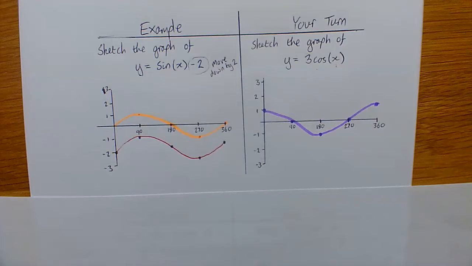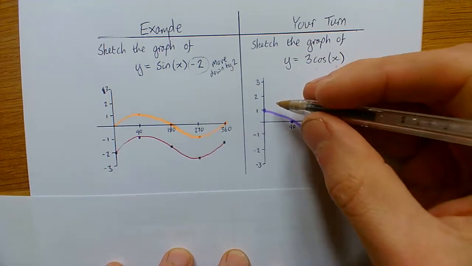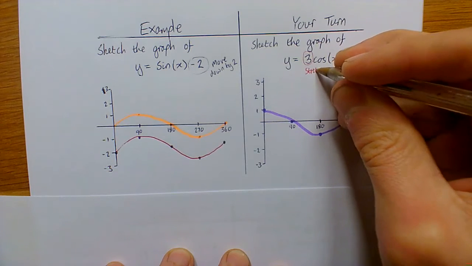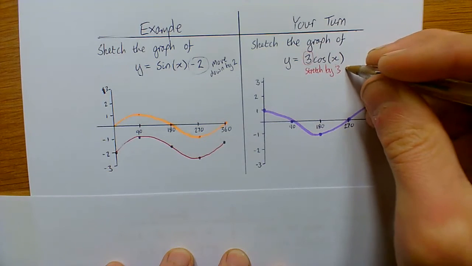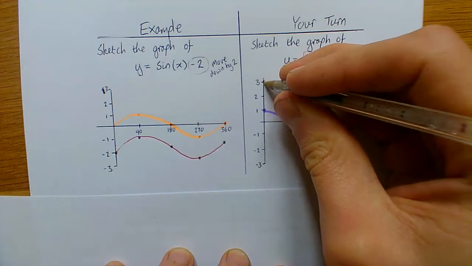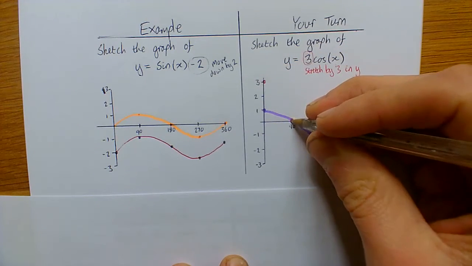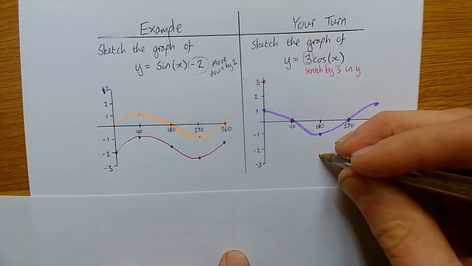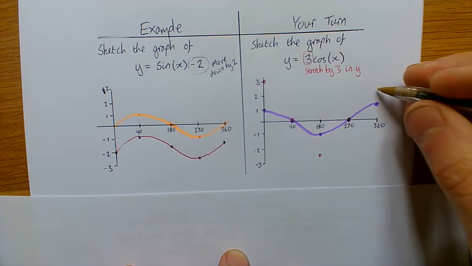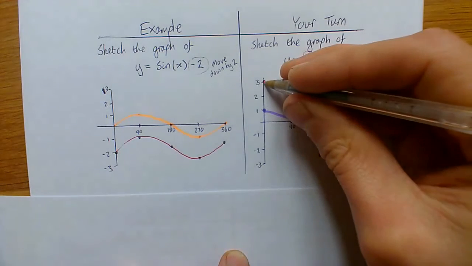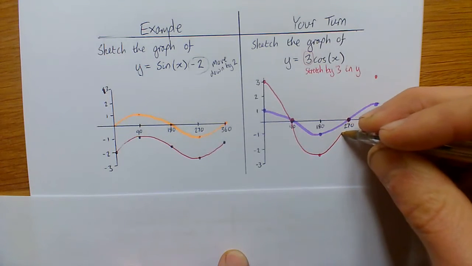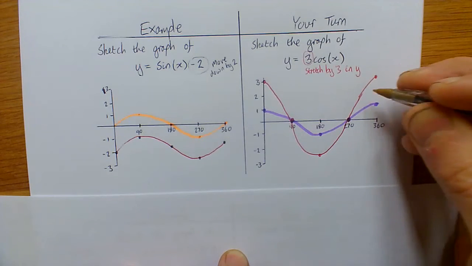Now we're going to come in and plot our new graph. Our new graph has 3 out the front here. Then that is a stretch by 3 in y. So instead of 1, I'm going to be 3 times that, so I'm going to be up at 3. Well, 0 times 3 is still 0. -1 times 3 is -3. 0 times 3 is still 0. And 1 times 3 is 3. So our graph now comes down, curves at the bottom, and heads back off up there.